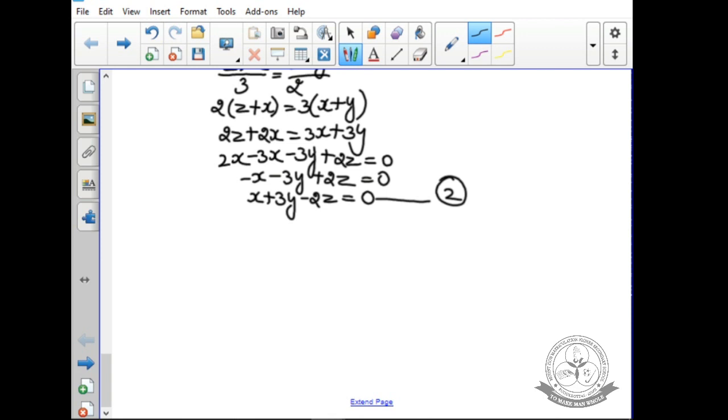Now we write all the equations one by one. The first equation is 4x minus 3y plus z is equal to 0. This is what we get as the first equation. The second equation is x plus 3y minus 2z equal to 0. This is the second equation.